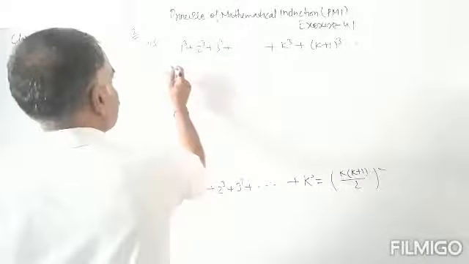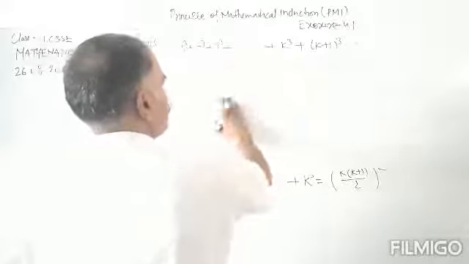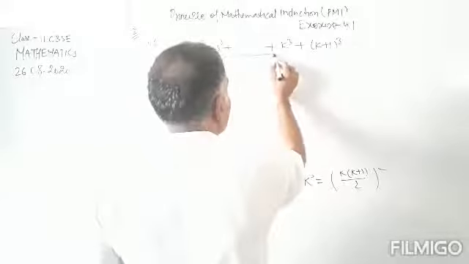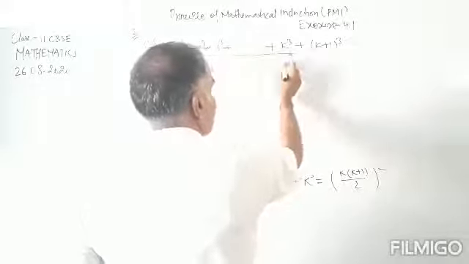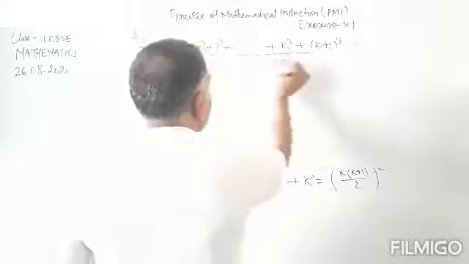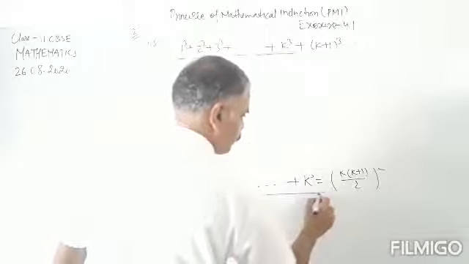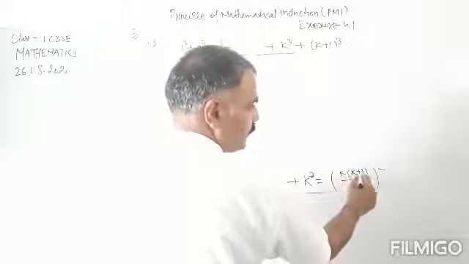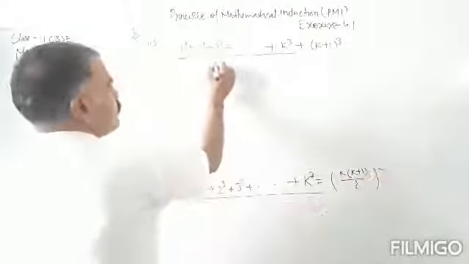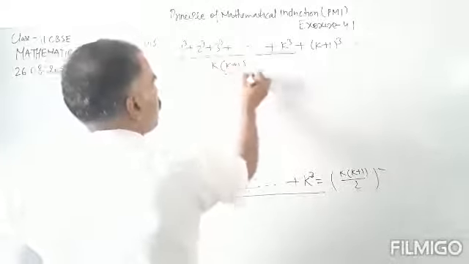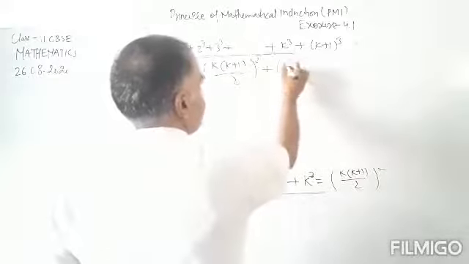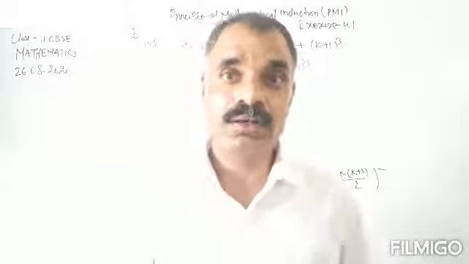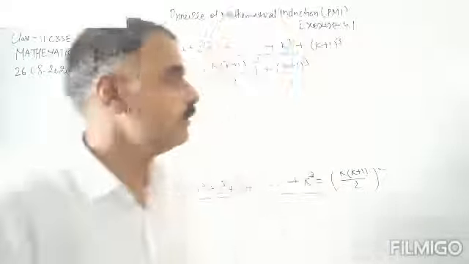So this is equal to 1 cube plus 2 cube plus 3 cube up to k cube. We will use 1 cube plus 2 cube plus 3 cube up to k cube equals k into k plus 1 by 2 whole square. So this one is k into k plus 1 by 2 whole square plus this one is k plus 1 whole cube. Is it clear to all of you?